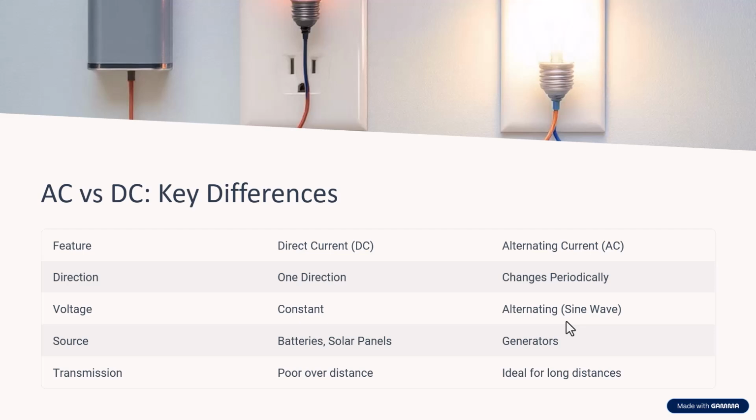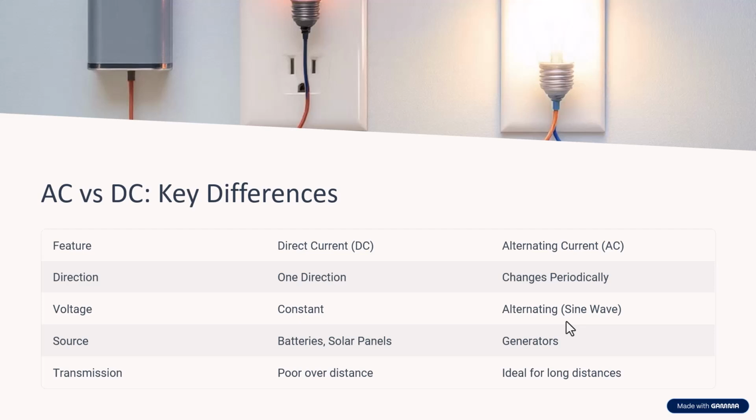For the sources of DC current, we have the batteries, as stated earlier, we have the solar panels, and we also have the DC generators. So now there are generators that can produce DC current. For alternating current, we have the old AC generators that can generate it for us. As of now, we don't have any small pack AC power source like we do for the batteries and the solar panels.